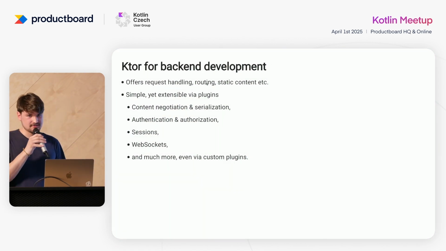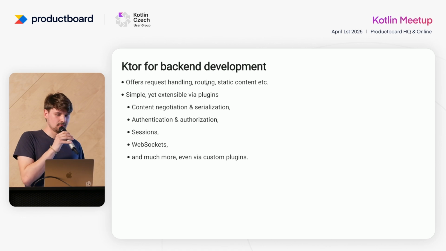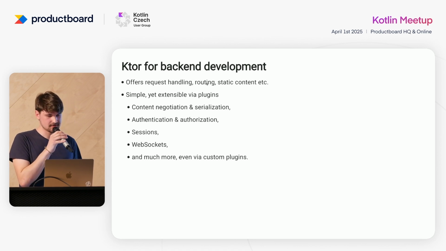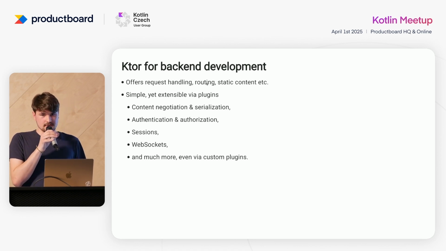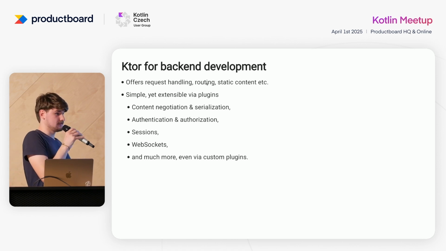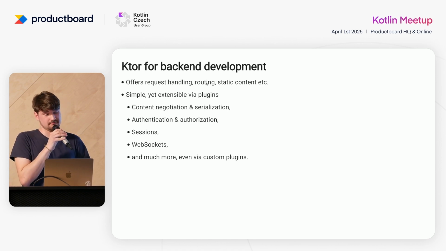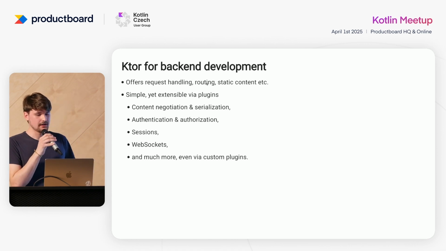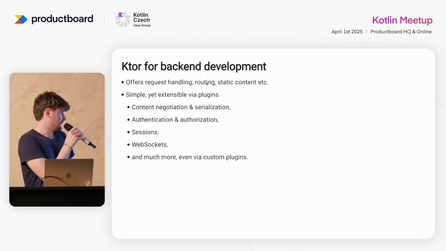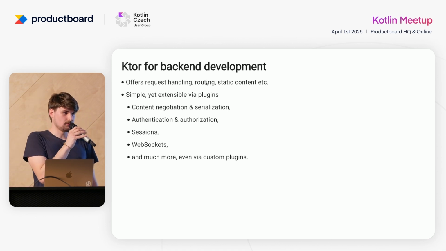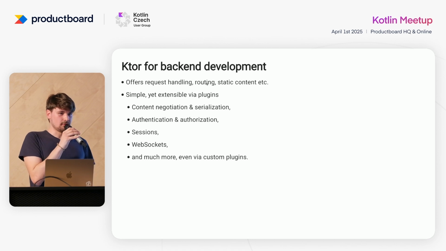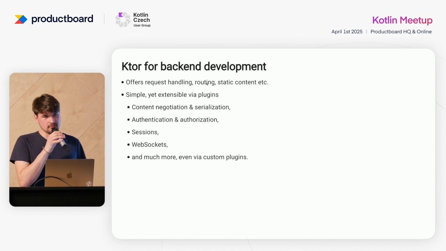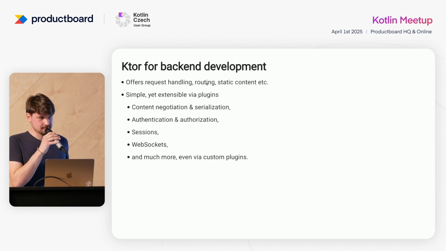So for backend development, it standardly offers request handling, routing, serving static content, and it's extensible via a lot of plugins. Some standard ones are for content negotiation, so like serialization, authentication, authorization, support for sessions, WebSockets, and you can create your own plugins. For example, for Firebase login, which is a useful use case, you can create your own auth provider that contacts Firebase authentication.